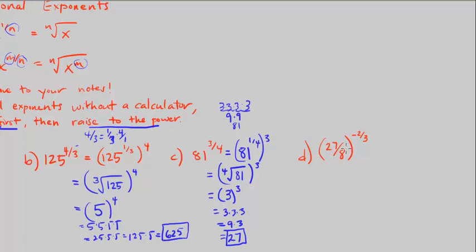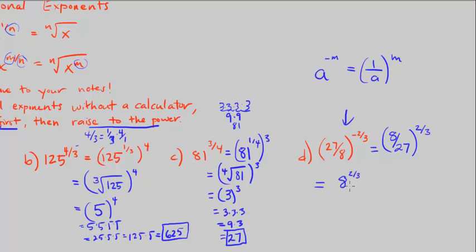And then finally in part D, we have a fraction to the power of a negative fraction. Here you have to remember that a to the negative m power is the same as 1 over a to the positive m power. So first we take the reciprocal of 27 over 8, and that's 8 over 27. Then we have the positive power of 2/3. Now we can distribute this exponent to the numerator and the denominator. You have 8 to the power of 2/3 divided by 27 to the power of 2/3.